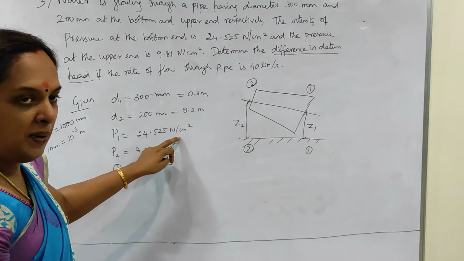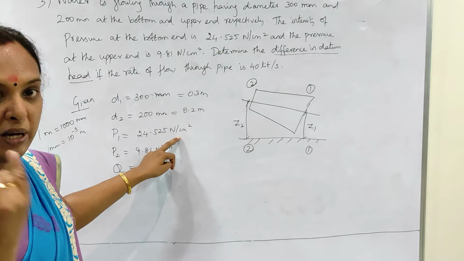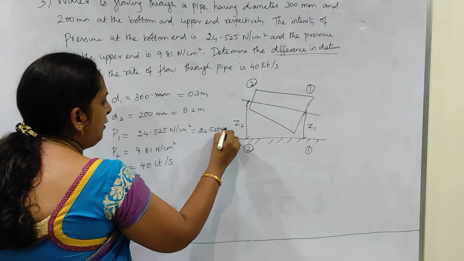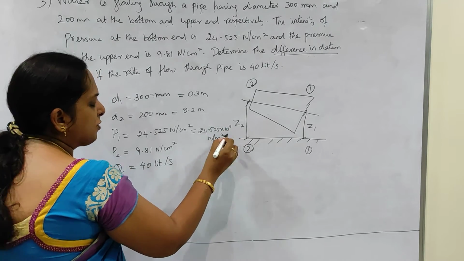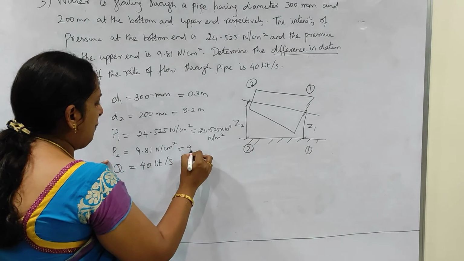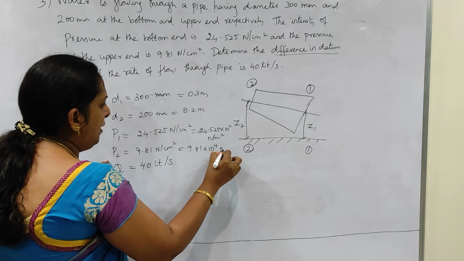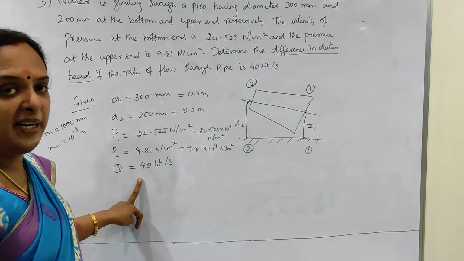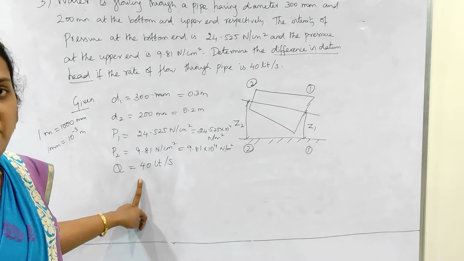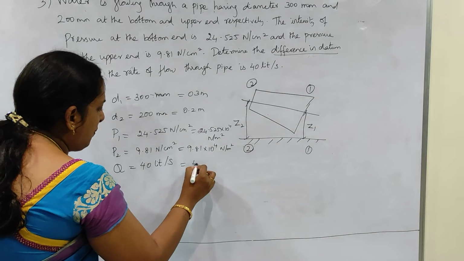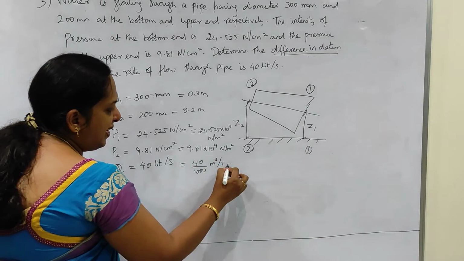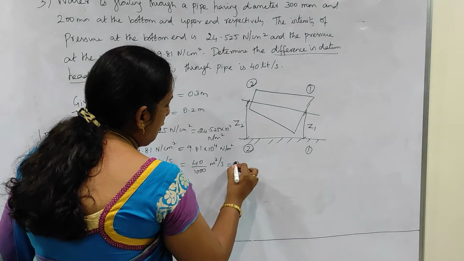P1 is in Newton per centimeter square, but we don't want it in centimeters, we have to have it in meters. It is very simple: 24.525 into 10 to the power of 4 Newton per meter square. We have already seen in the previous problems how to convert that. Here it will also be 9.81 into 10 to the power of 4 Newton per meter square. The rate of flow or discharge is given as 40 liter per second. We have to convert that into meter cube per second, so just divide by 1000. 40 divided by 1000 meter cube per second, or we can say it is 0.04 meter cube per second.